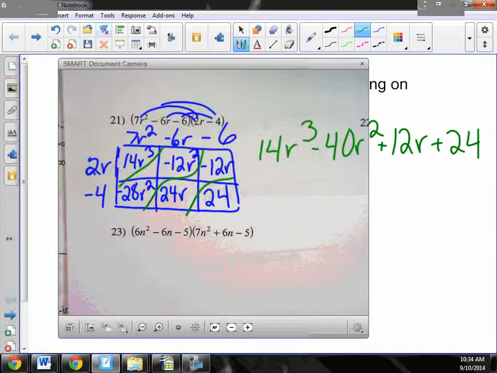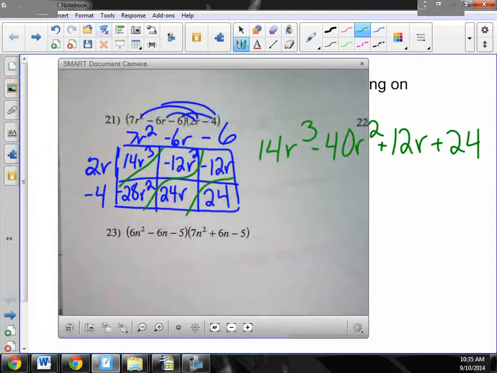So I highly recommend using the box if you have something bigger than a 2 by 2. If you like it for a 2 by 2, use it. But if you go to 2 by 3 or 3 by 3 or something bigger, the box is going to make your life a lot easier. It's pretty hard to make a mistake that way.